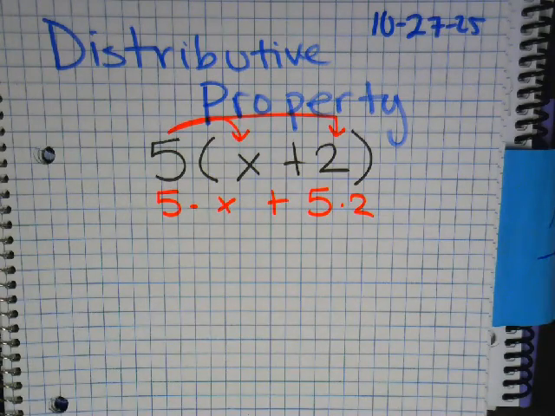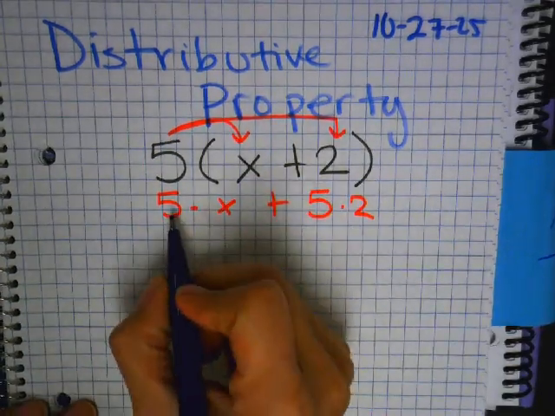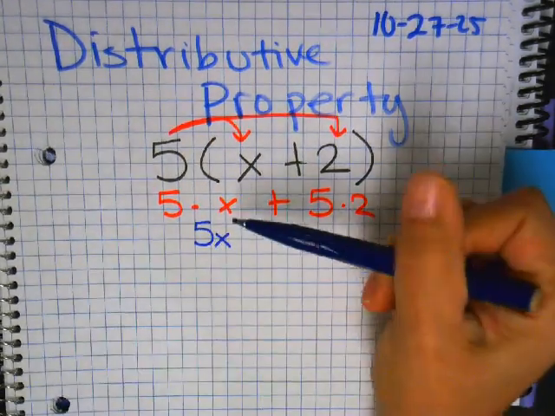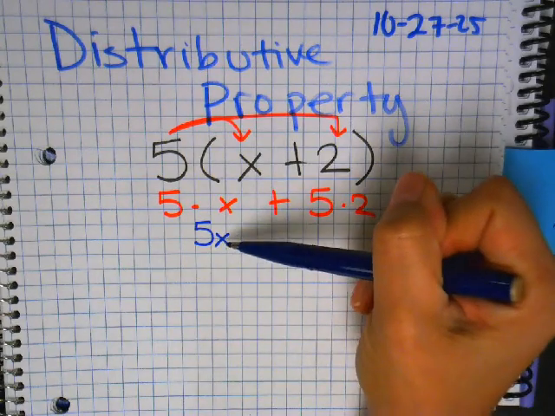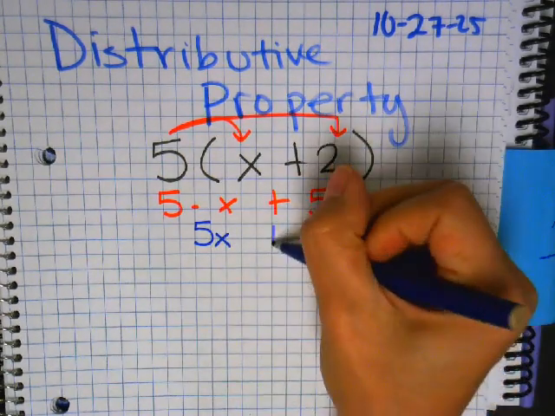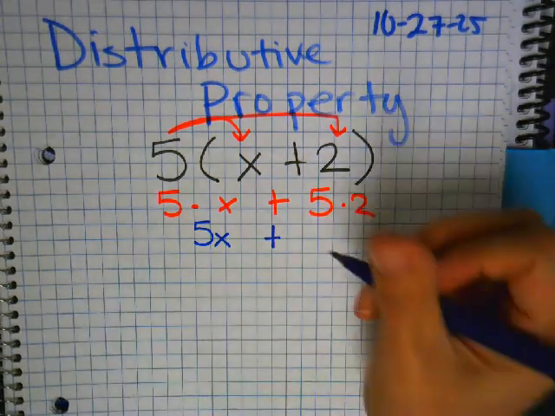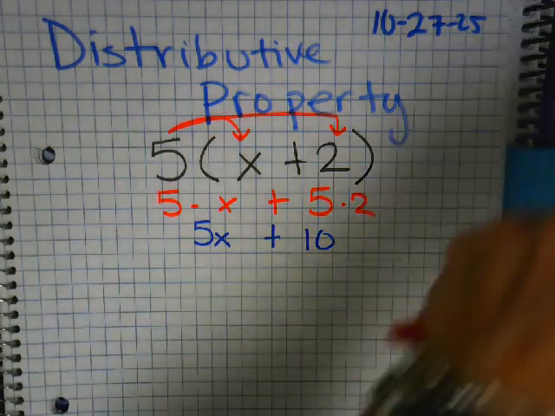All right, what is 5 times x? 5x. So in multiplication, when it's multiplication, you squish them together. This means 5 times x. This also means 5 times x. This is read as 5x. Plus 5 times 2. Okay. What's next?